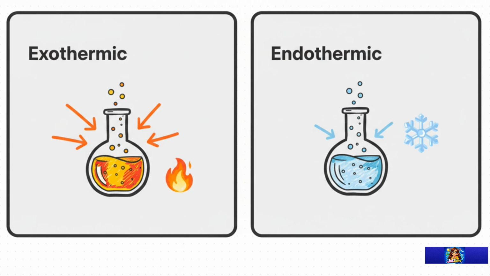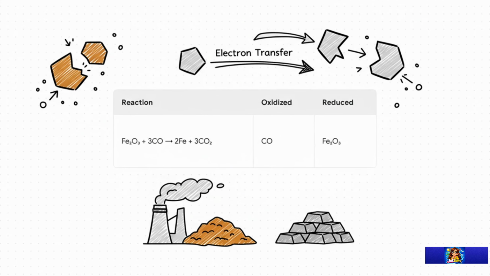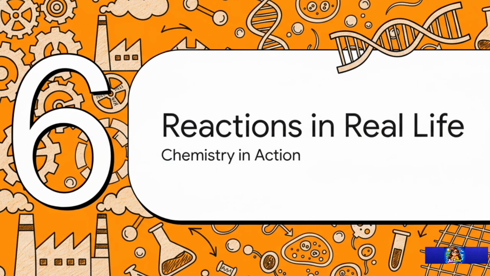You know those instant cold packs you snap to activate? That's an endothermic reaction in action, pulling heat away from you and making it feel cold. And finally, you've got redox reactions. And these are all about the transfer of electrons. It's pretty simple. When a substance loses electrons, we say it's oxidized. When another substance gains those electrons, we say it's reduced. So in this example, which is how we make iron from iron ore, the carbon monoxide gets oxidized, while the iron ore gets reduced.